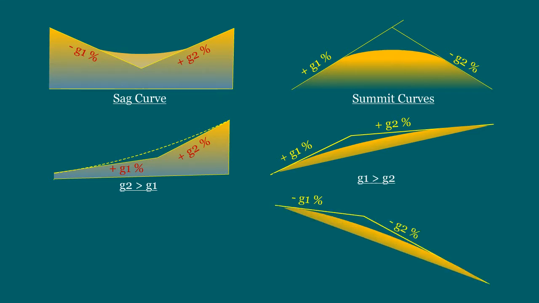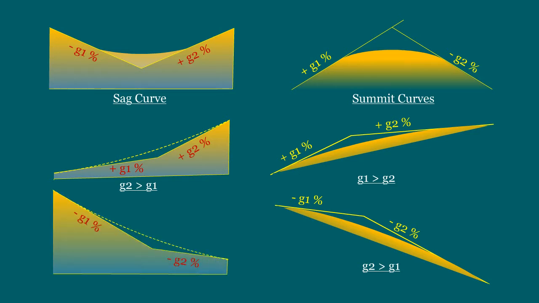And the fifth is a negative grade G1 followed by another negative grade G2. Here, G2 is greater than G1. And finally, the sixth is a negative grade G1 followed by another negative grade G2, but here G1 is greater than G2.